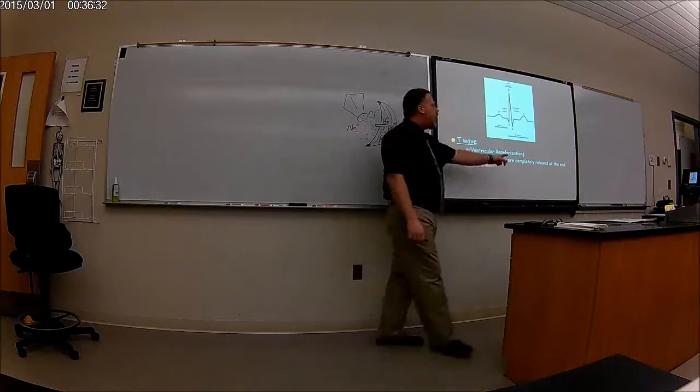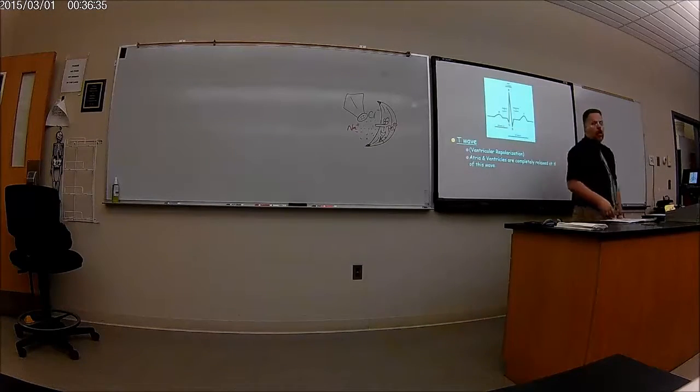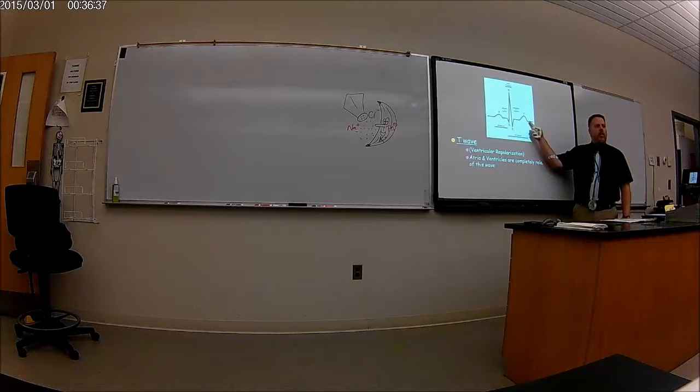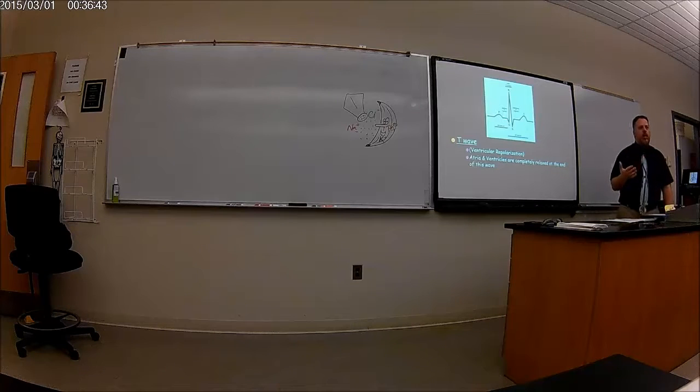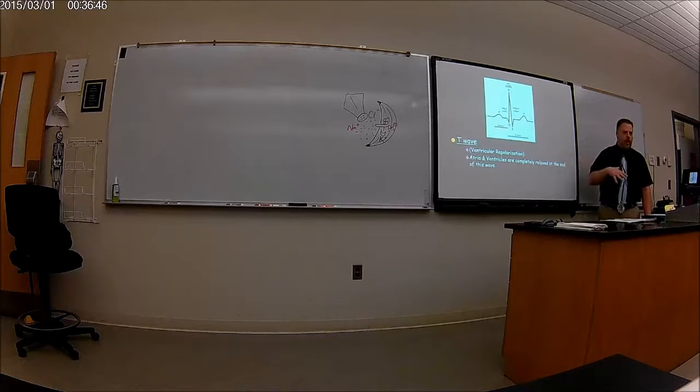So at the end of the T wave, you will have both atria and ventricles relaxed. And you start over again. That's the resting phase, the diastolic phase. That's the point where, again, it's going to fill up with blood. And the cycle repeats.